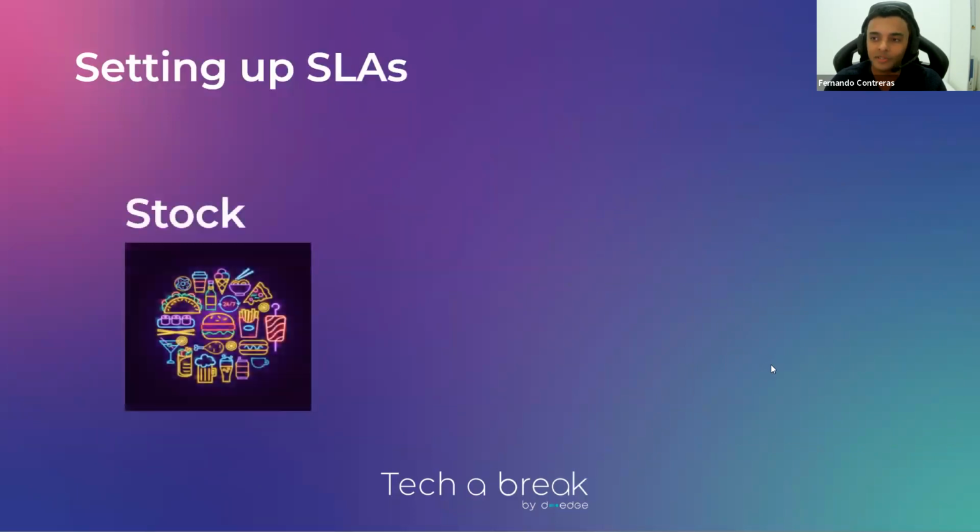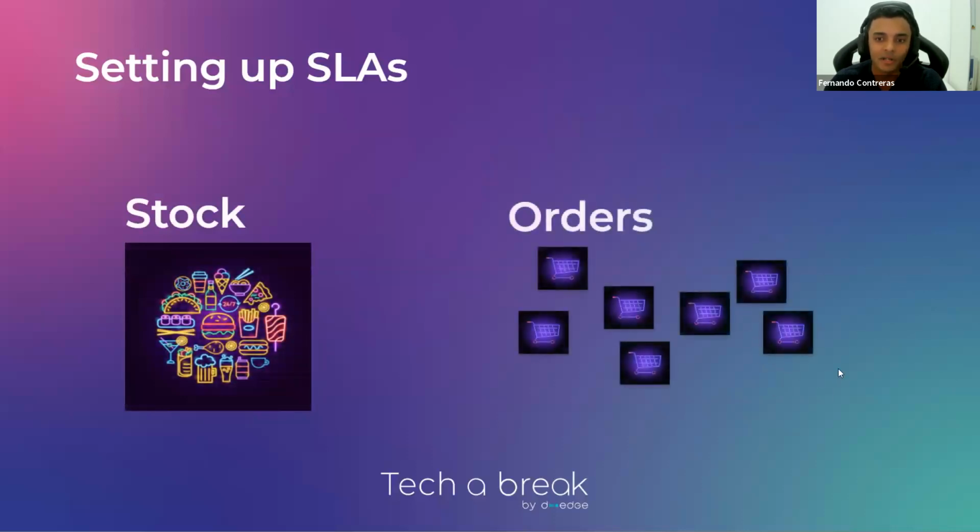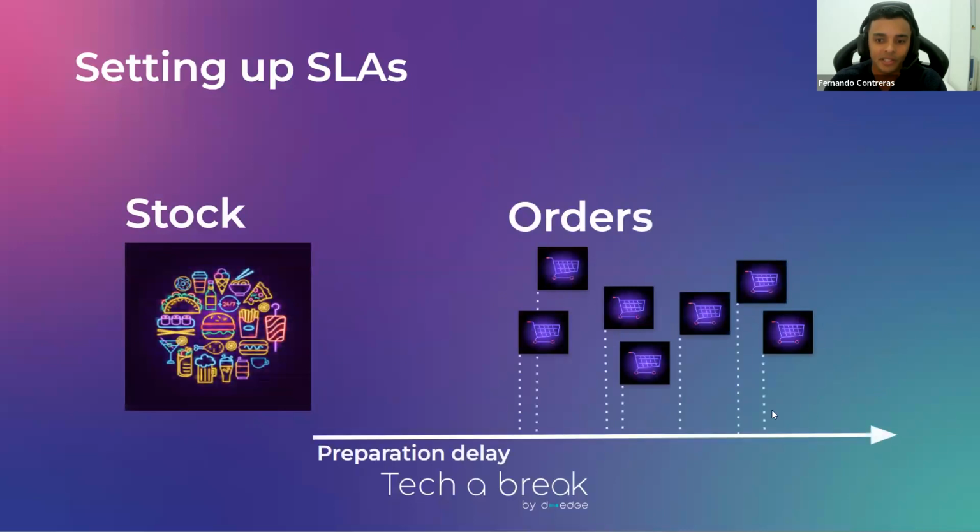So how do we set up SLAs? In this fast food use case, you have stock and you have to prepare orders. And then every order has a preparation delay, depending of the nature and the volume of the order, of course. And this preparation delay is actually the variable that you need to understand and to optimize so that you can set SLAs on that.